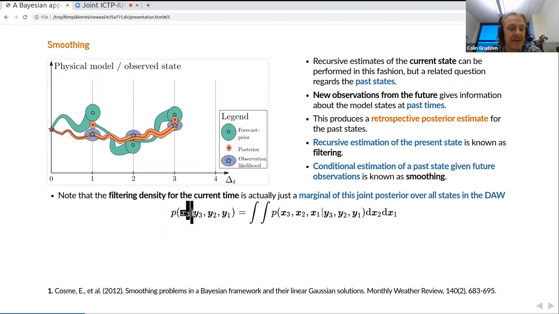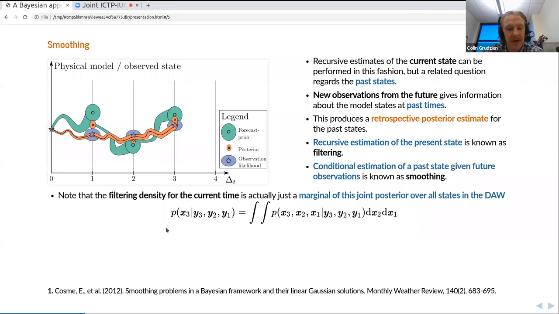This is the density for, let's say, x3, our current time, and we want to condition the density for this model state on observations at y3, y2, and y1. But this can be written identically as the marginal of the joint posterior on this side, where we have a joint density for x3, x2, and x1. So all these times are conditioned on the observations up to the current time, but where we are averaging out the possible realizations at the past times.